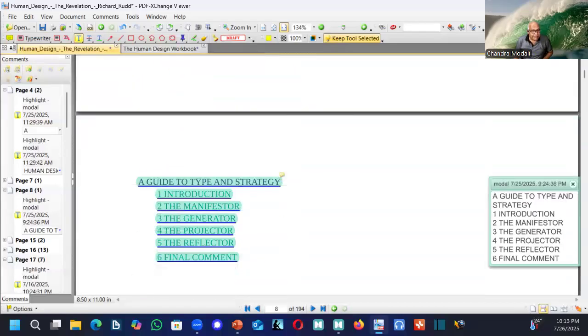Then he takes you through the different types and what strategies they have to adopt. You have the manifestor, generator of two kinds, then manifesting generator is another kind within. Then you have the projector and the reflector. The connections between each of the channels, the gates and the centers are going to qualify you as a manifestor, generator, projector or reflector. With that, this book will be over.